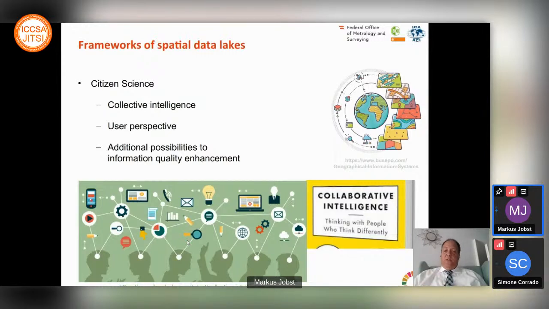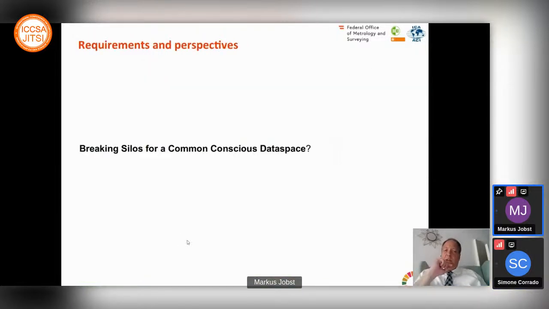And please don't forget the last aspect, citizen science, which is very, very important. I'm coming from an authoritative, slow environment, slow framework. But citizen science is quite fast, quite important, because it's the user perspective coming in, and also the collective intelligence. For example, if you go by car, and a lot of people are using Android phones, you have the traffic situation transportable. So how could we now break the silos for a common conscious data space?